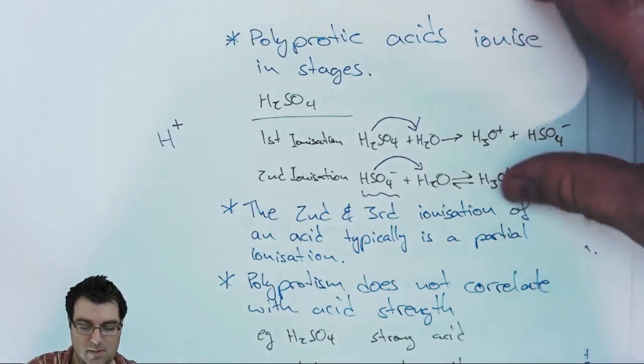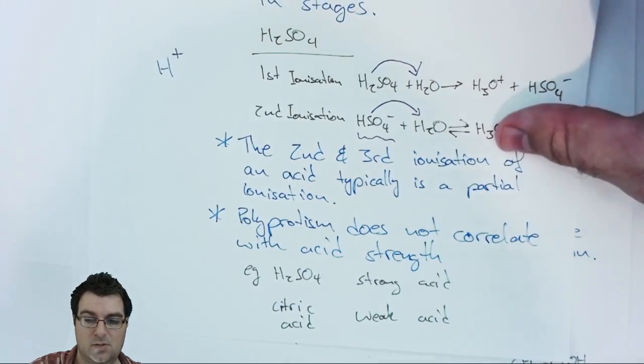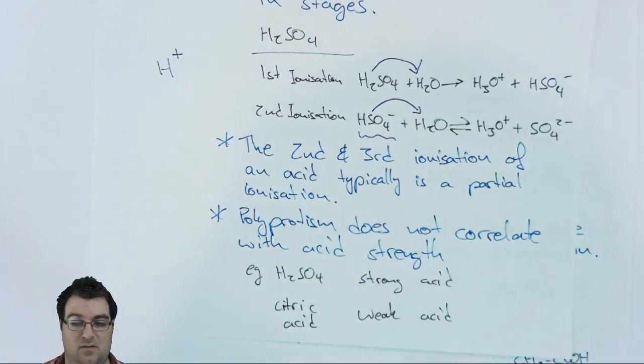Now, another thing to note is that polyprotism does not correspond to the strength of an acid. Notably, sulfuric acid is a strong acid. It has 2 protons it can donate. The reason why it's a strong acid is that the first ionization of the first proton is 100%. The second one's about 30% or so.